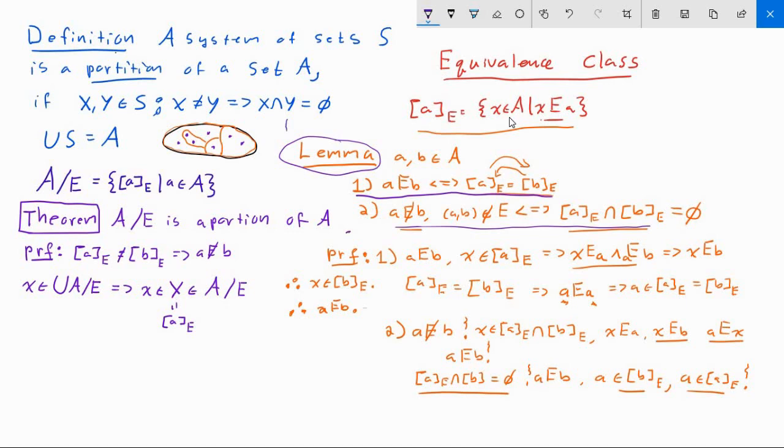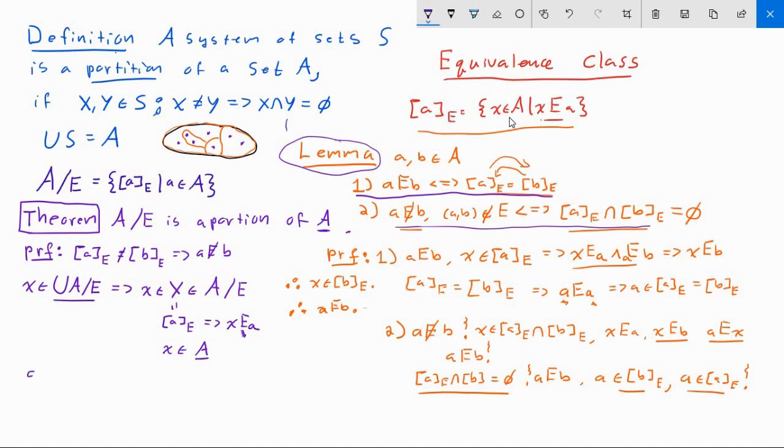Since X belongs to this equivalence class, that means that X must be related to A. But the relation E is only defined on the set A, and therefore X must belong to A. So certainly we have that the union of A modulo E is contained in the set A.